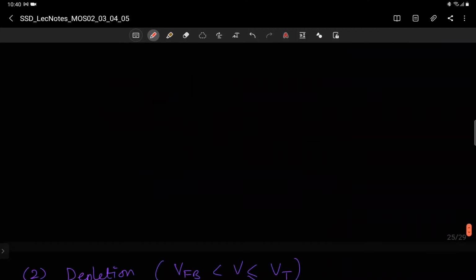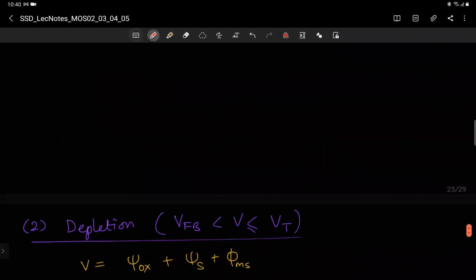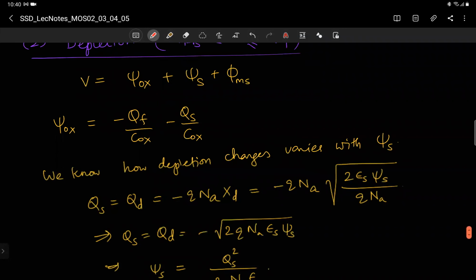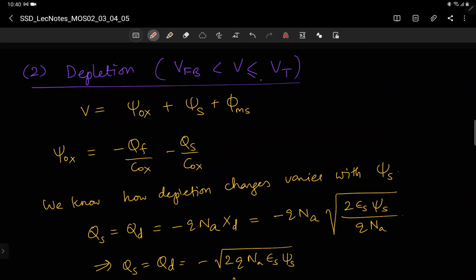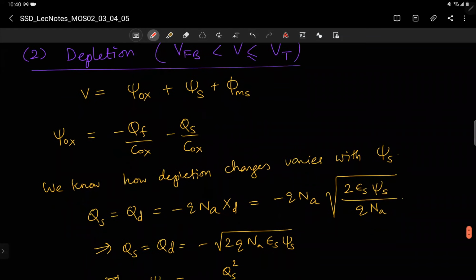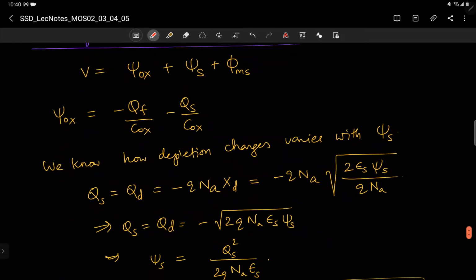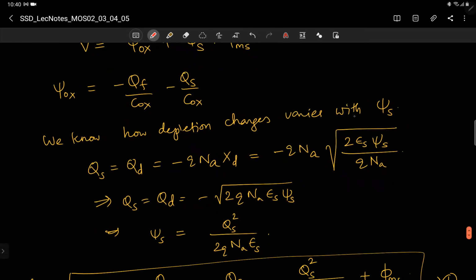Okay. So moving forward, we have depletion, which is from VFB to VT. The voltage ranges between VFB and VT, and that is what depletion is. And V is this. I am writing again and again. And psi ox is this. We know how depletion charge varies with psi s, that is QS equal to QD, because in depletion I can neglect the inversion charge QI. We have seen that earlier.